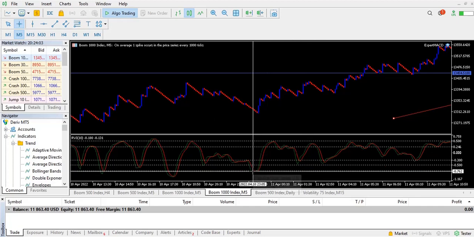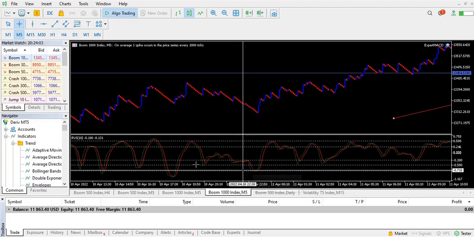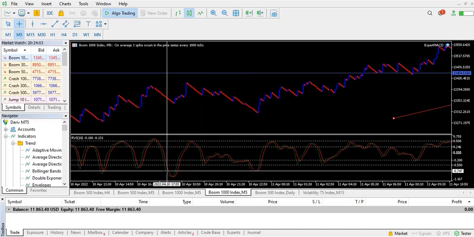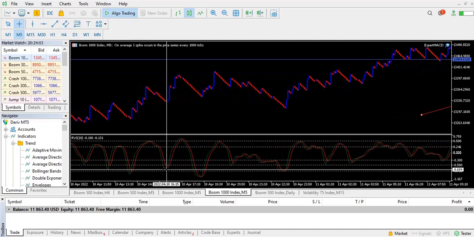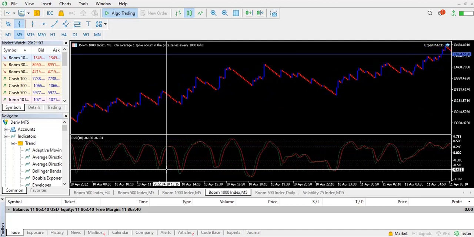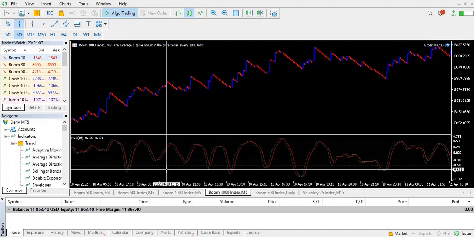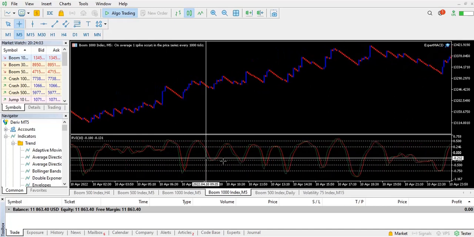Wow, this is huge money. Traders, this is money. What are you waiting for? This is money in the market. Every day you keep making money with this strategy.